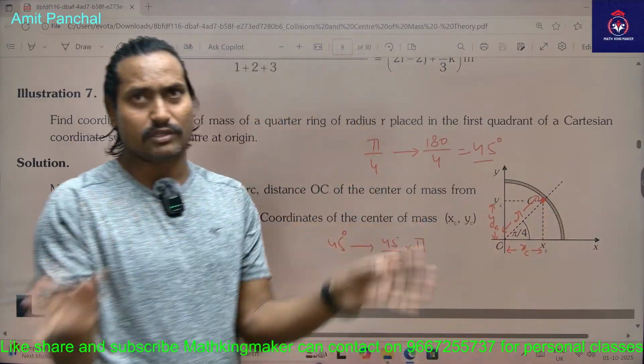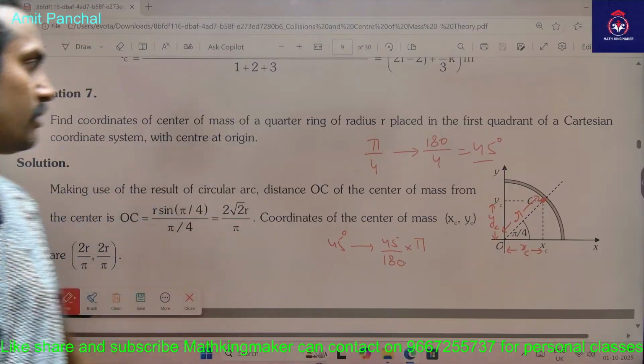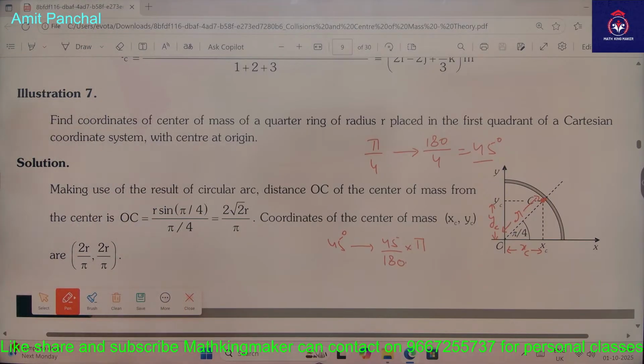It is on the disk. Okay, it may be. So we can't take OC as R like you did. What are we supposed to take it as? Making use of the result of circular arc. What is circular arc? How much is the circular arc? We need to find that out as well.